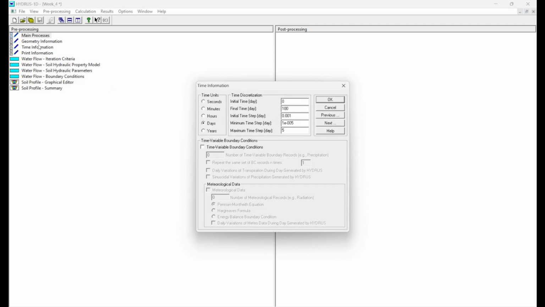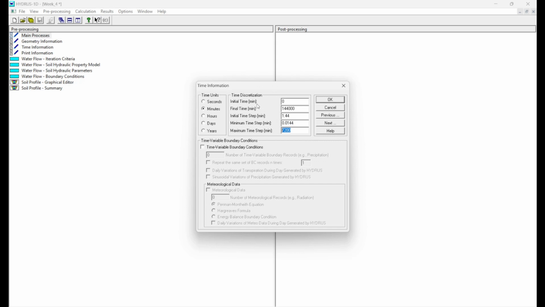And here, we were on the first process, the main process, then the geometry, and now we are coming to the time information. In the time information, we need to define for how much time we want to simulate these conditions. So either you can choose seconds, minutes, hours, days, or years. Okay. So let's say if we choose minutes, then those are the units we are going to use. So you can choose the initial time, the final time for how much time you want to simulate, and then the initial time step from where you want to start, and the minimum time step, that is the increment, okay, and the maximum time step.